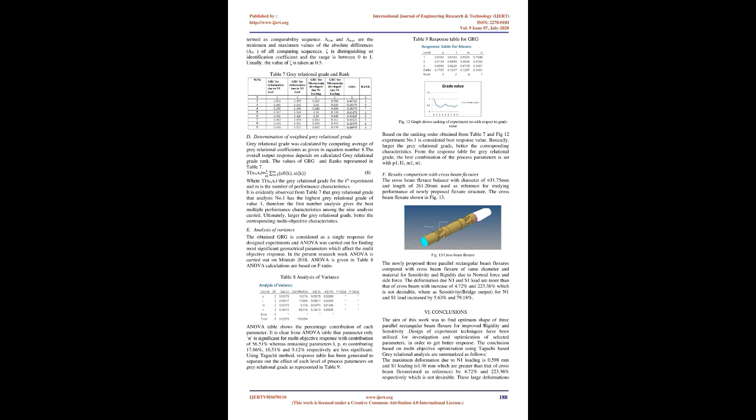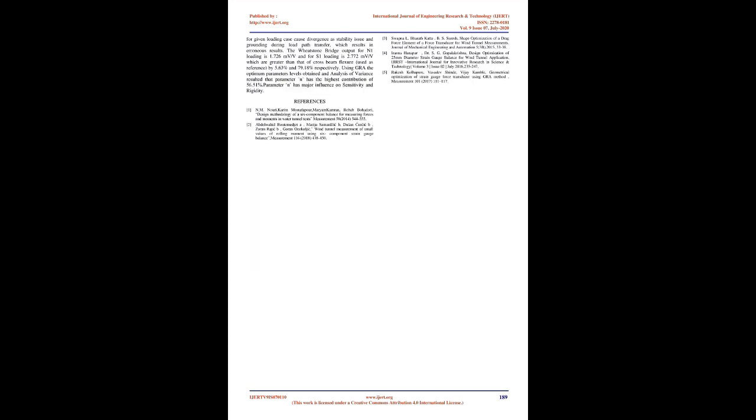Using Taguchi method, response table has been generated to separate out the effect of each level of process parameters on GRA relational grade as represented in table 9. Based on the ranking order obtained from table 7 in Fig 12, experiment number 1 is considered best response value. Basically, larger the GRA relational grade, better the corresponding characteristics. From the response table for GRA relational grade, the best combination of the process parameters is set with P1, L1, M1, N1.